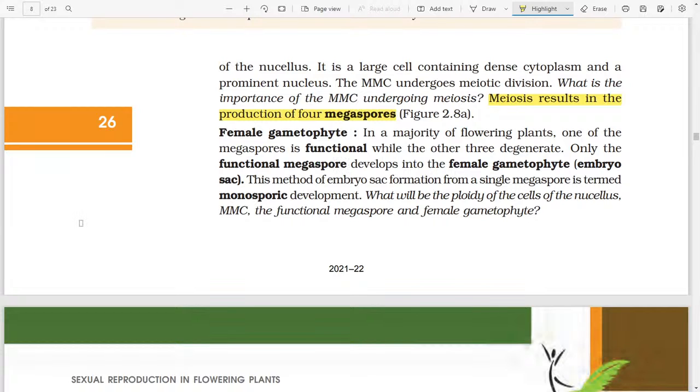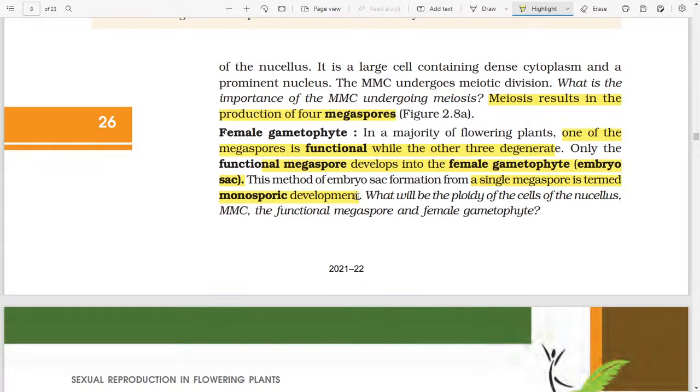Female gametophyte. In the majority of flowering plants, one of the megaspores is functional, while the other three degenerate. Only the functional megaspore develops into the female gametophyte, which is known as the embryo sac. This method of embryo sac formation from a single megaspore is termed monosporic development.